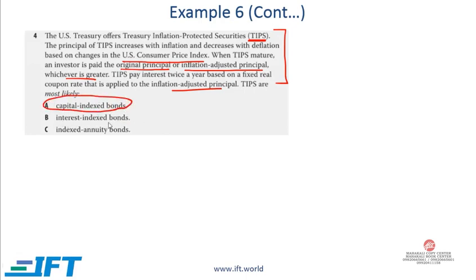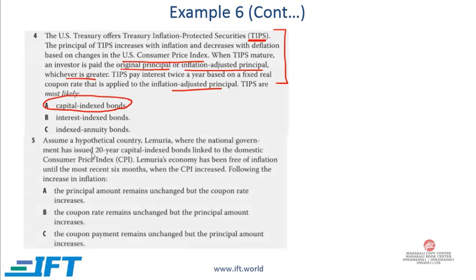With an interest indexed bond, the coupon rate changes based on inflation. Here we go back to a hypothetical country. The national government has issued 20-year capital indexed bonds, so that would be like TIPS, linked to the domestic CPI. The economy has been free of inflation until the most recent 6 months, when the CPI increased. Following the increase in inflation, what will happen?